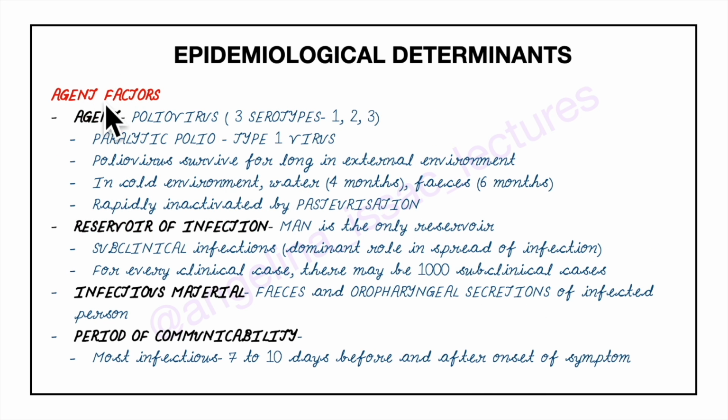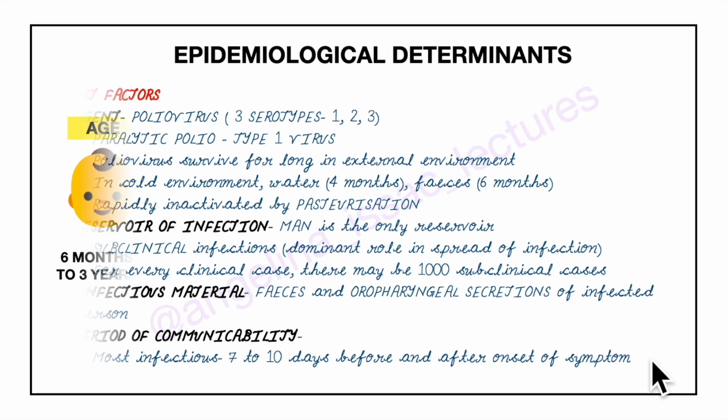Condensing the important points under the agent factors of epidemiological determinants, the agent is poliovirus which has three serotypes 1, 2 and 3. The type 1 virus is responsible for paralytic polio. The poliovirus can survive for long in the external environment. It is rapidly inactivated by pasteurization. Now the reservoir of infection is man. There are subclinical infections which have a role in the spread of infection. For every clinical case, there may be 1000 subclinical cases. Now, the infectious material is feces and oropharyngeal secretions of the infected person. The period of communicability in most infectious cases is 7 to 10 days before and after the onset of symptoms.